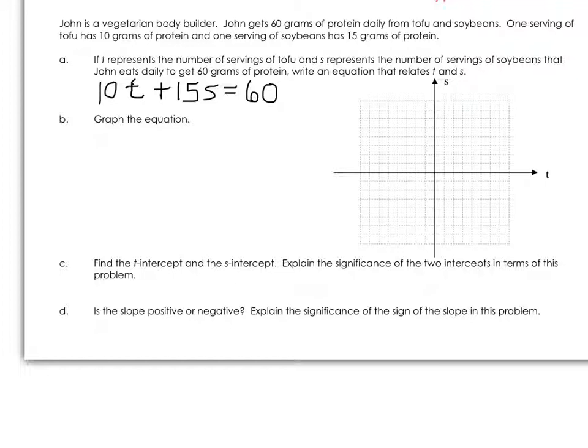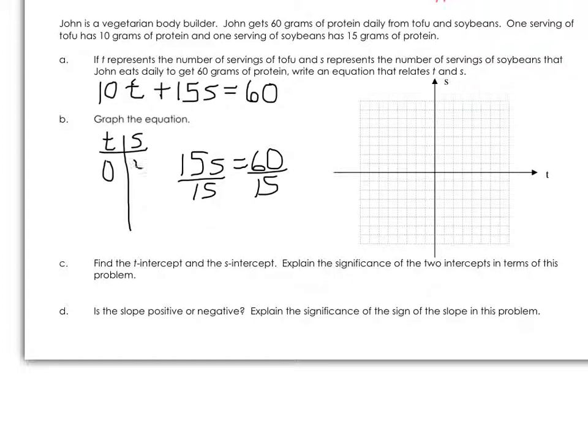Let's graph the equation. This equation is in general form. You have both variables on the left-hand side and a number on the right. So we have discovered that it's really easy to graph equations in general form using the intercept method. So we want to let T be 0. In other words, he doesn't eat any tofu, only soybeans. So we have 15S equals 60. Divide both sides by 15. And he's going to have to eat 4 servings of soybeans.